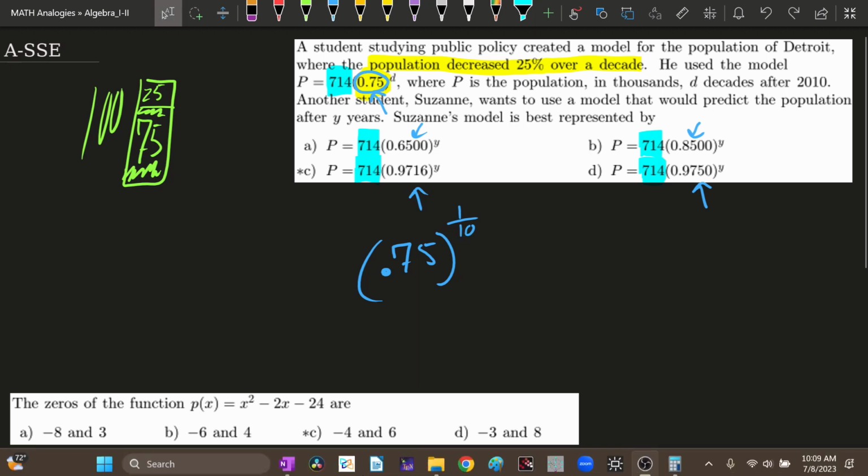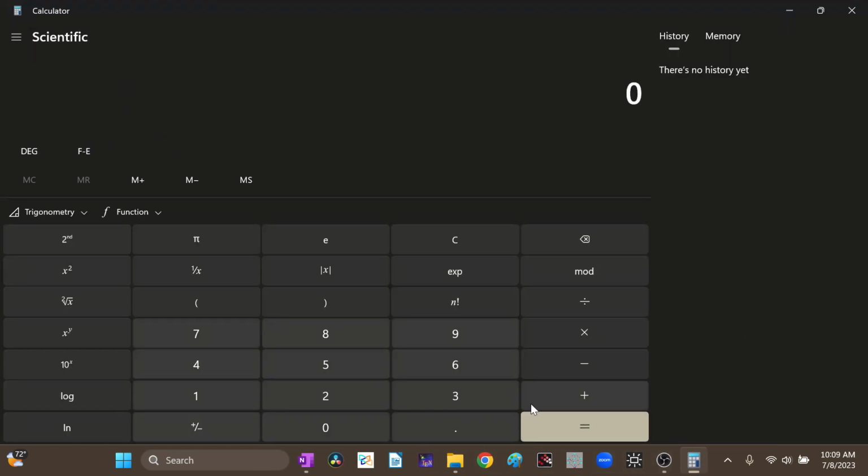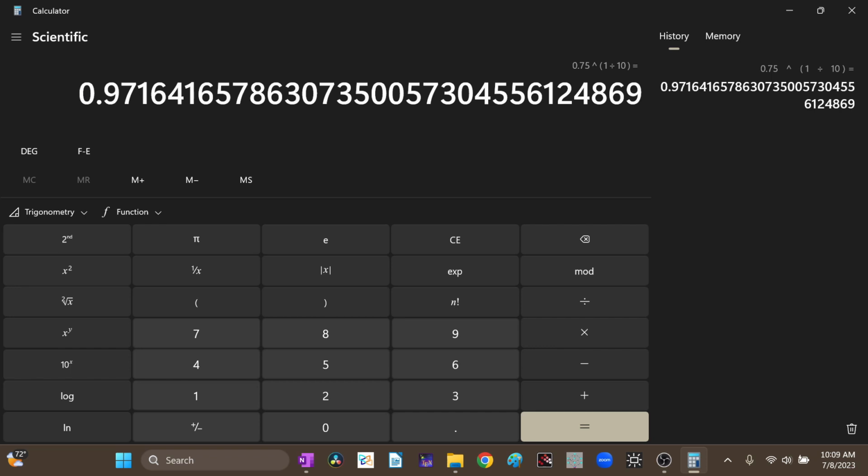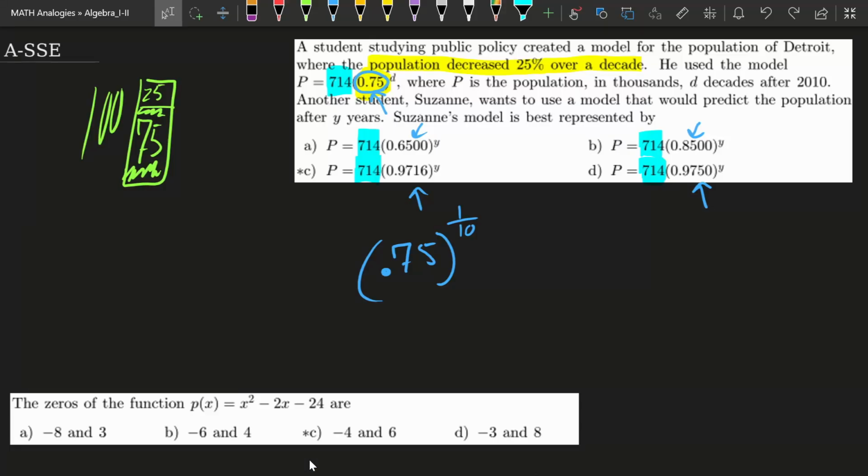So what we'll need to do is go to our scientific calculator and do 0.75 raised to 1 divided by 10, or 1/10. And we get 0.9716 and a bunch of stuff. So we have a 0.9716, and 0.975? Nope, so that's a no. This is not even a 0.97 anything, and same here. So it's going to be choice C.